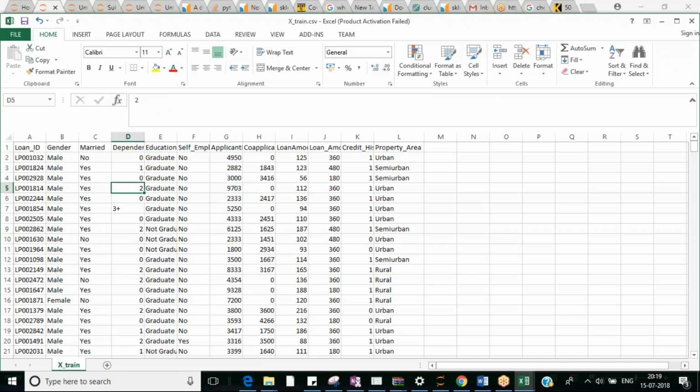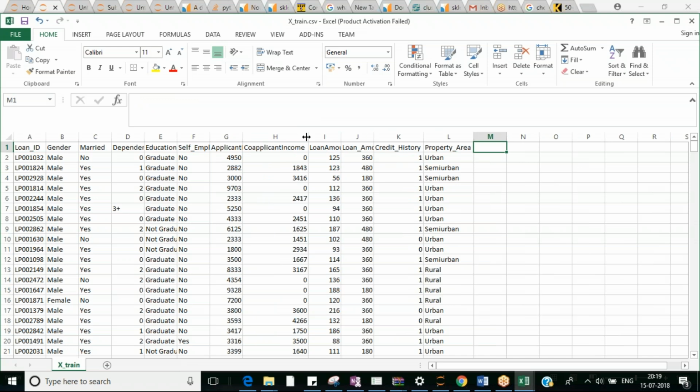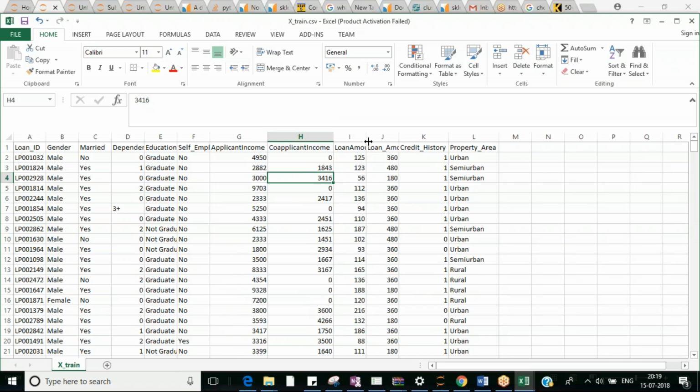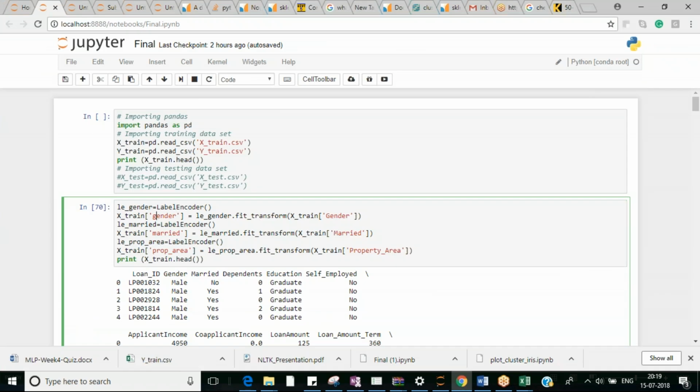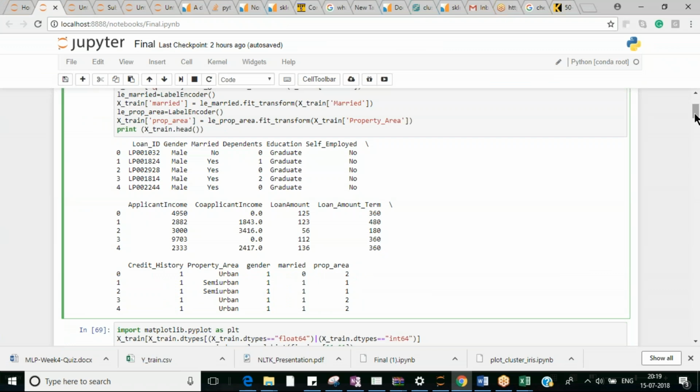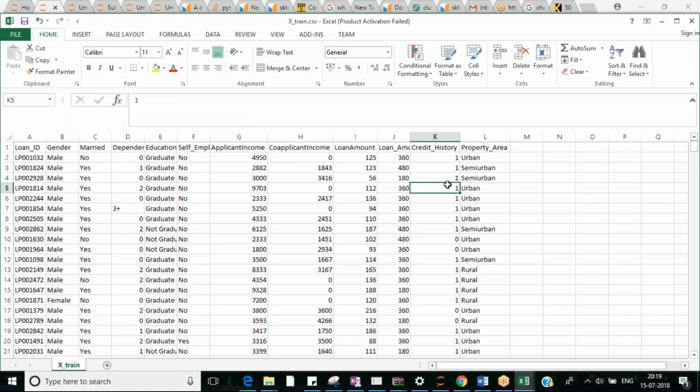Now, first of all, is to understand the data features. Have you understood all these features? What do they mean? Except the prop area. Prop area, property area. I think that's also clear, right? Urban, semi-urban. Okay, this one is after the encoding. Urban and semi-urban, okay, this is fine. So have you understood this?